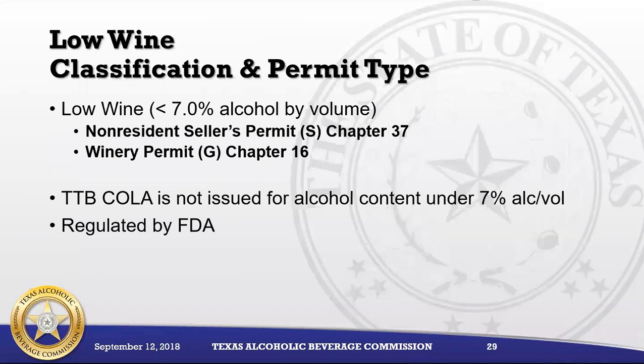Moving to low wine. Listed are the code and rules that pertain to low wine label approval. Low wine is classified as a wine having less than 7% alcohol by volume. You will need to hold a non-resident seller's permit or winery permit in order to apply for label approval application for low wine. Oftentimes, ciders are considered a low wine.